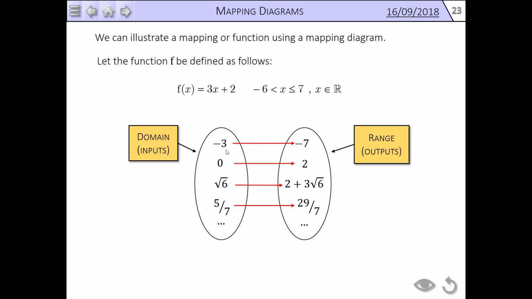For each value, we've got an arrow going from the input to the output. For example here, we've got -3. If we do 3 lots of -3, that's -9, plus 2 gives us -7. The 3 dots here at the bottom, called an ellipsis, tell us that there are other possibilities for the domain and other possibilities not shown for the range.